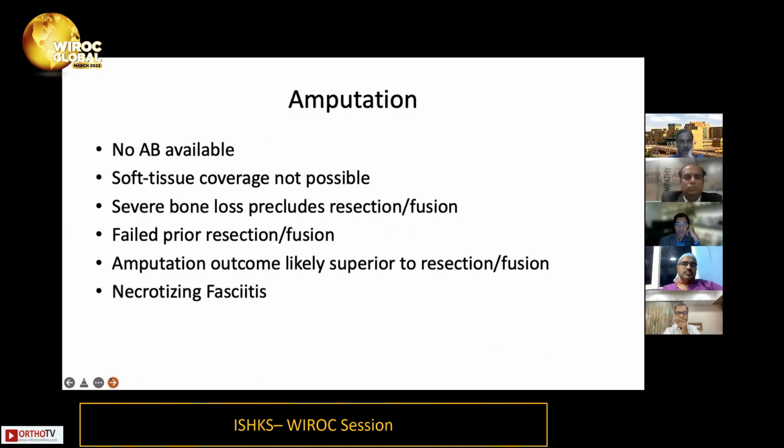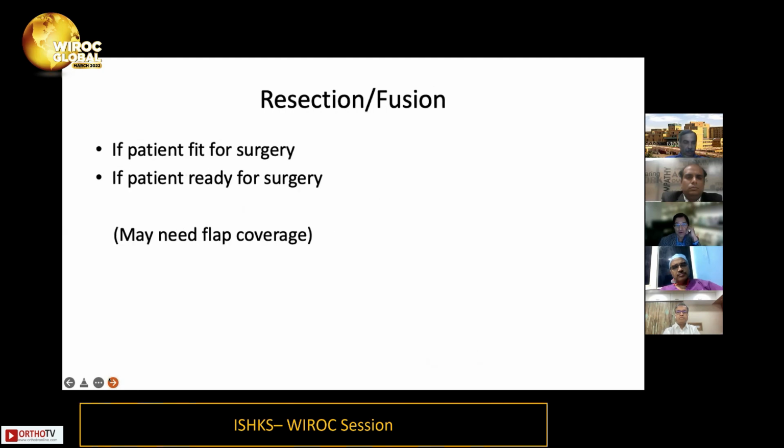However, if any of these factors are present, such as absence of sensitive antibiotics, if there's no soft tissue coverage possible, if there's severe bone loss which precludes a resection or a fusion, or a failed prior resection or fusion, if an amputation outcome is likely to be superior to a resection or fusion, and rarely necrotizing fasciitis. In these situations, one might consider an amputation very, very rarely. And if it's a no to all these points, then you can consider a resection arthroplasty or a fusion, provided the patient is fit for surgery and is ready to undergo surgery.